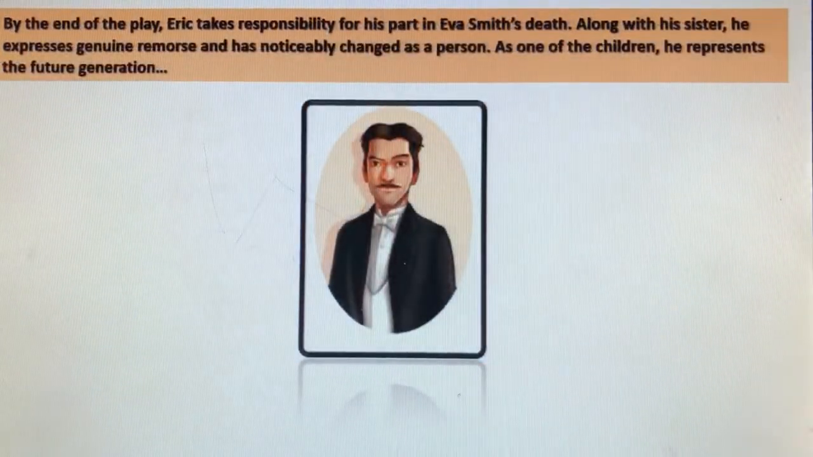By the end of the play, Eric takes responsibility for his part in Eva's death. Along with his sister, he expresses genuine remorse and has noticeably changed as a person. As one of the children, he represents the future generation.